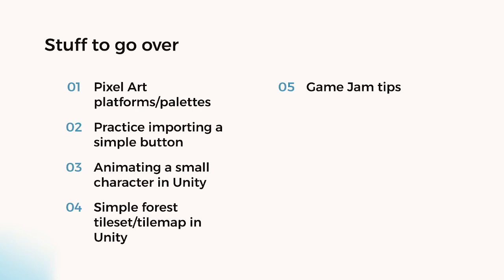And then I'm going to do 2 layers of that. I'm going to do a very small forest, and then do another layer on top of that, which is an opacity layer, just very simply. And the last thing I'm going to do is go over some game jam tips and art advice for doing game jams and game development in general.